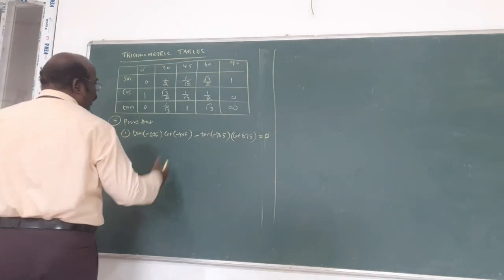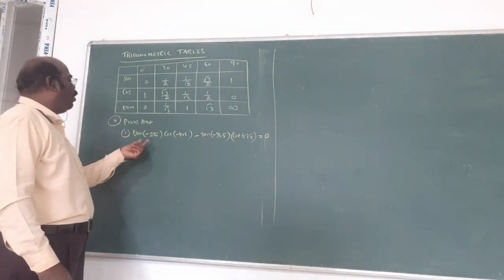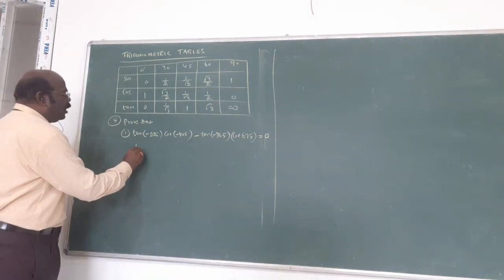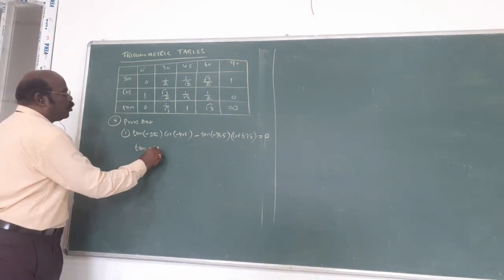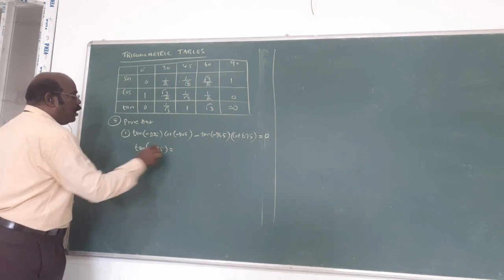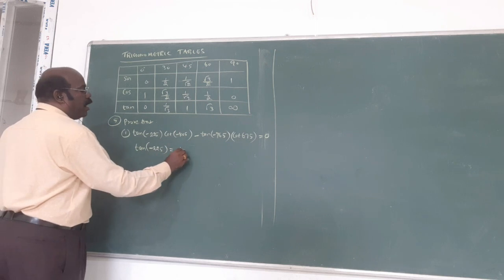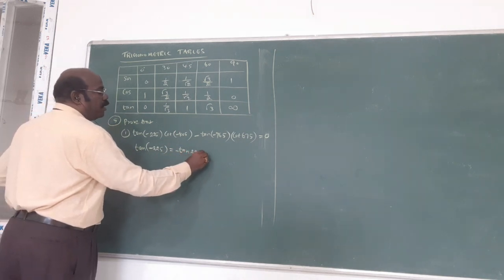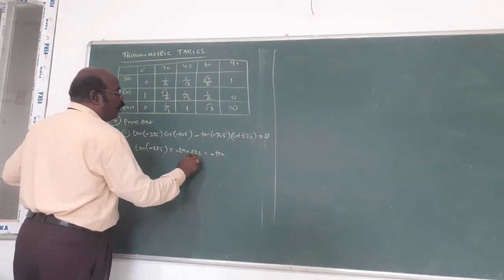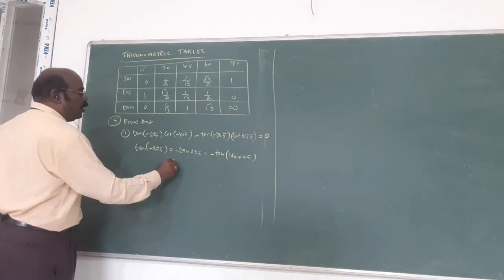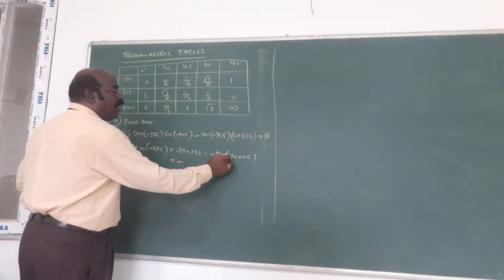Now for this type of problem, you must find the value one by one. After that, substitute the value. The first is what? Tan of minus 225. Already told you, this is an odd function, so negative will come out. Minus tan of 225. Am I right? Minus tan of 225 is minus tan of 180 plus 45.